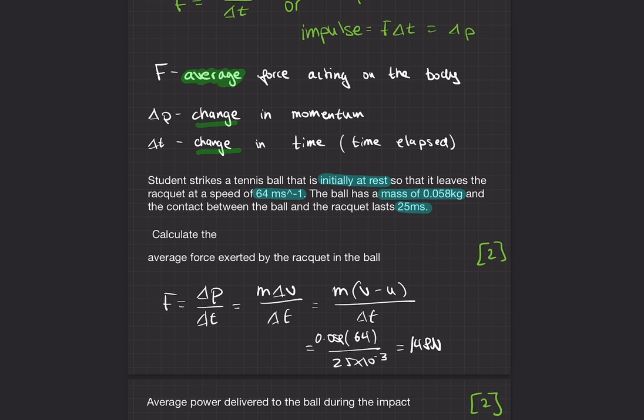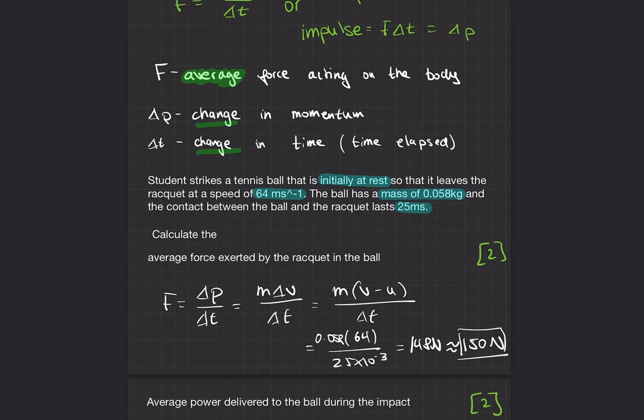We should really have two significant figures, right? Because everything else is two significant figures. So that means our final answer is 150 newtons, because it's the force acting on it, and that's the average force. So hopefully that makes sense.